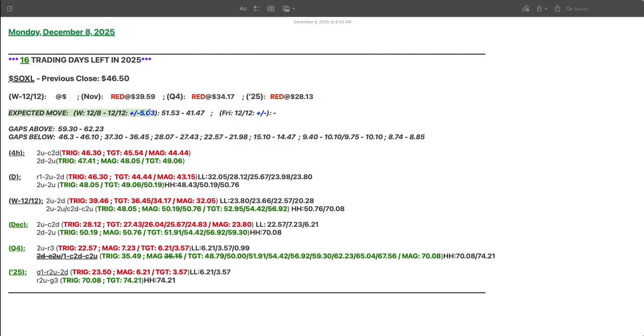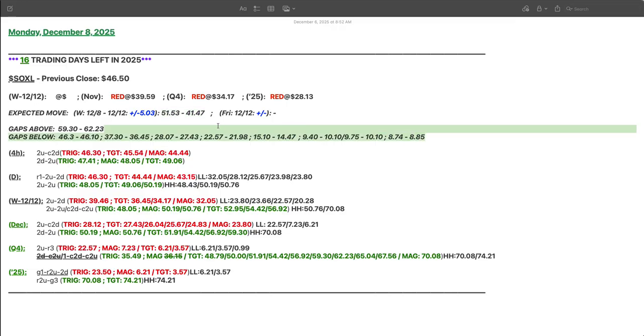We just talked about the market maker's expected move. So for the week of 12/8 through 12/12, again, we talked about it is $5.03, giving us a range. If we look at the close price on Friday and use that plus or minus number, then we get a range of 51.53 to 41.47.